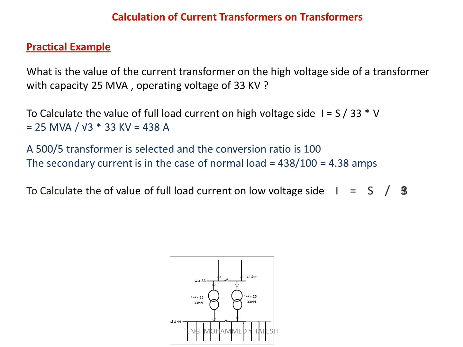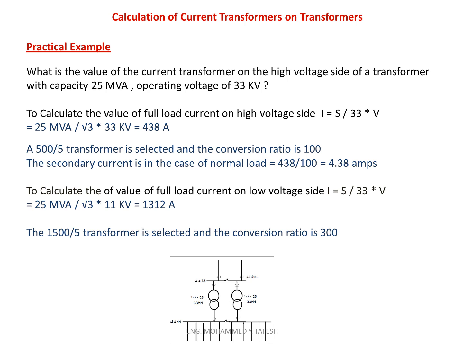To calculate the value of full load current on the low voltage side, the result will be 1312 ampere. So here we need a 1500 to 5 current transformer, and the conversion ratio is 300. The secondary current, in the case of normal load, equals 4.37 amperes.